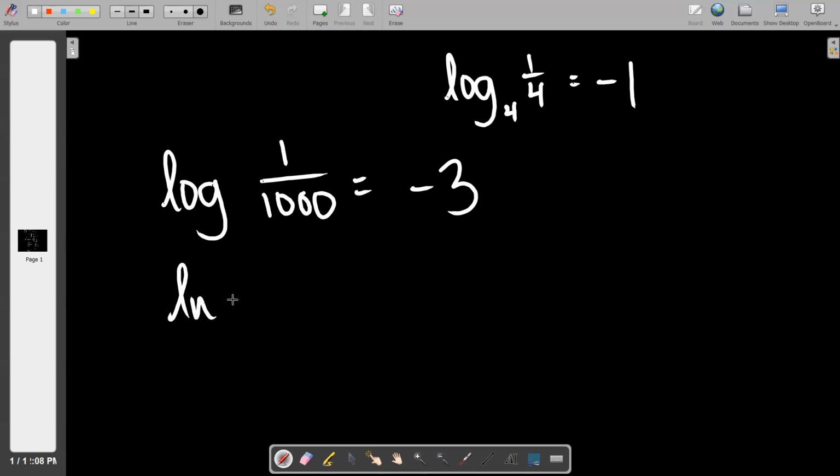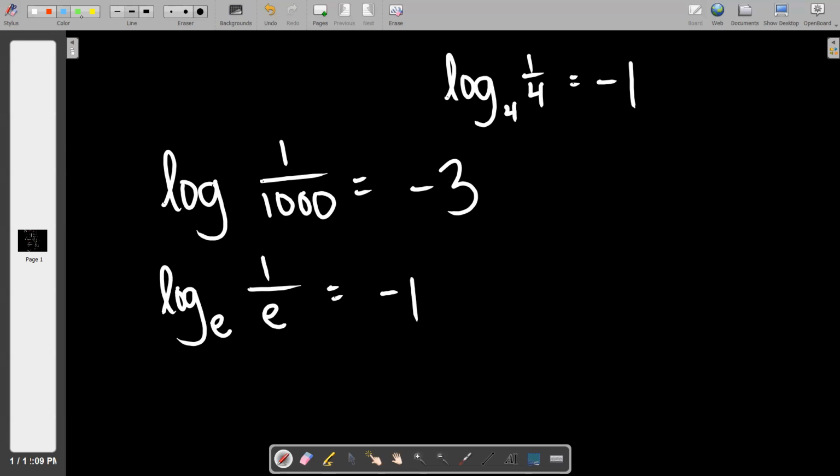How about this one? Natural log of 1 over e. It's definitely negative something, but it is negative 1. Because remember that ln is a natural log. And what that really said, I'm going to erase this here, is it really said log base e. And so if you think about it, what power do I have to raise e to make it become 1 over e? Just the negative 1 will suffice. Aiden, does that make sense? Okay.